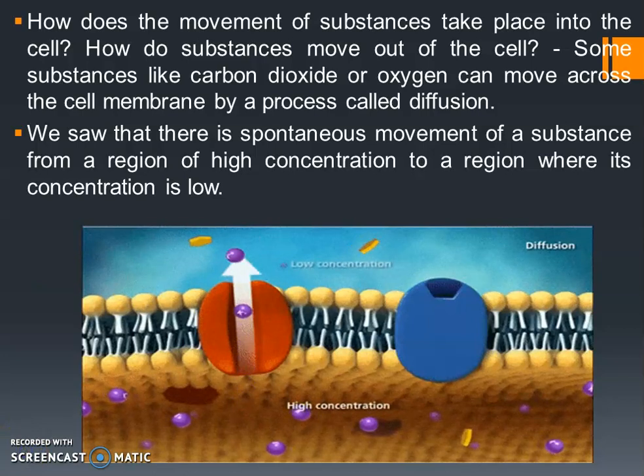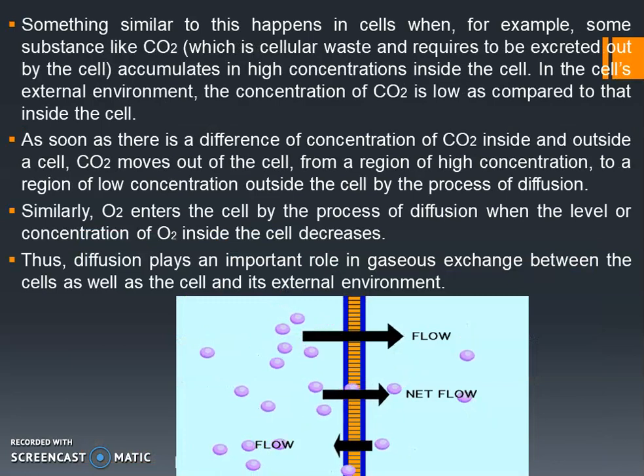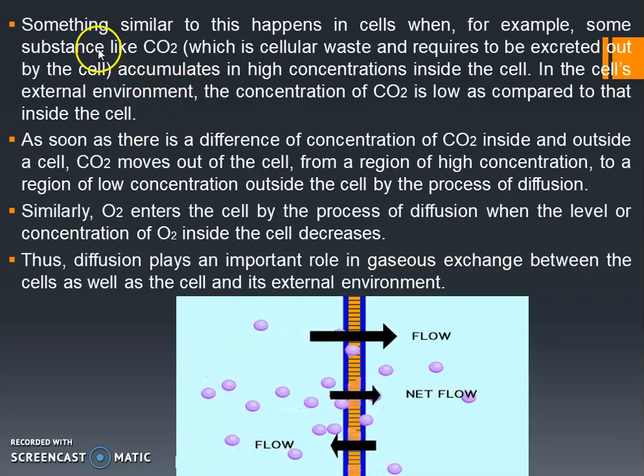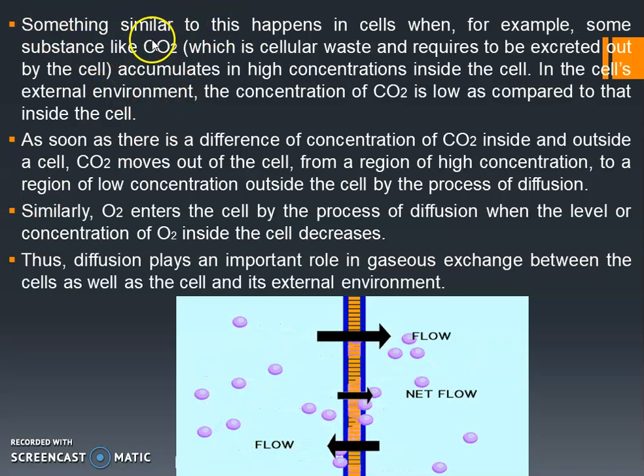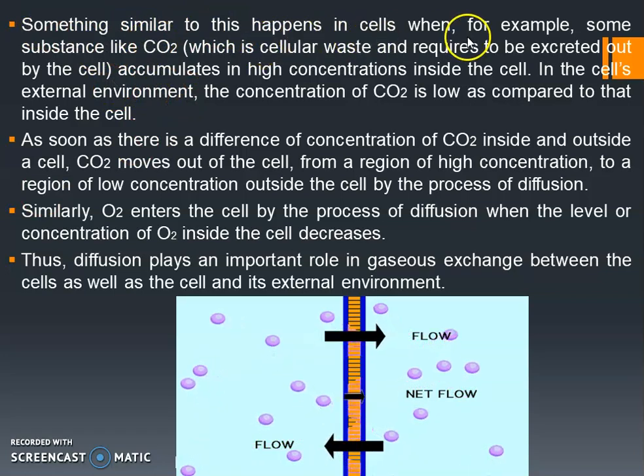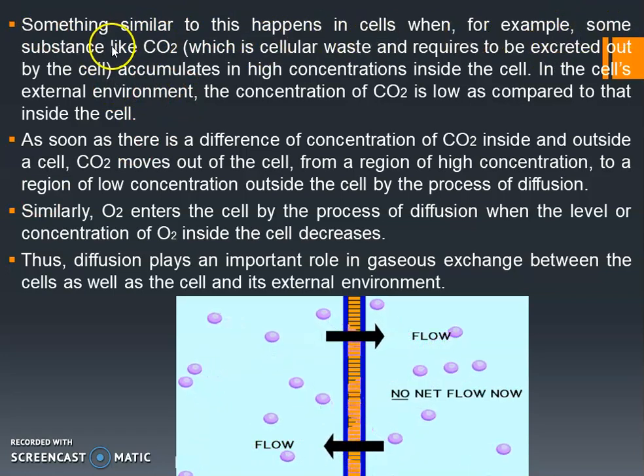So now let us see how carbon dioxide and oxygen are moving in and out of the cell in the case of living organisms. Let us just see it, right? So something similar means here diffusion happens in the cells when some substance like carbon dioxide, which is cellular waste. We know that carbon dioxide is not needed by our body.